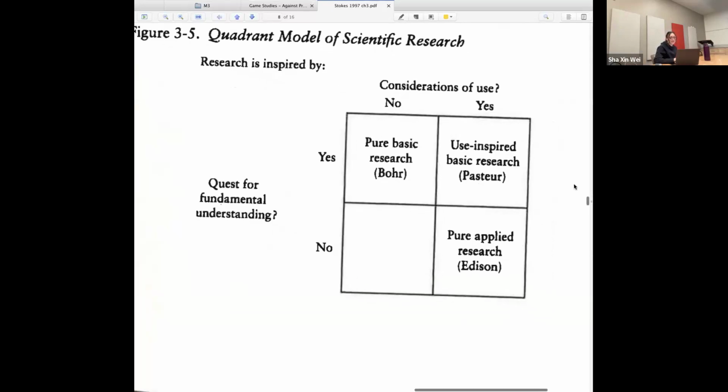And then Edison, he just discovered practical stuff. He didn't really care about understanding. He just wanted to figure out things to use, like, oh, there's a problem, we can't see without lighting a fire, therefore light. Very nice.